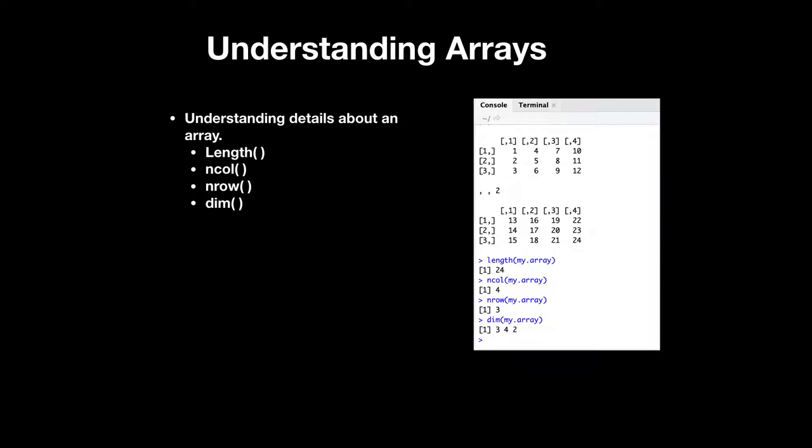We can check the number of columns that are used. So the return value is 4. Same thing for the rows. You're going to return value of 3. And what are the dimensions, or what is the shape of it? You're going to have it 3 rows by 4 columns and in 2 slices.